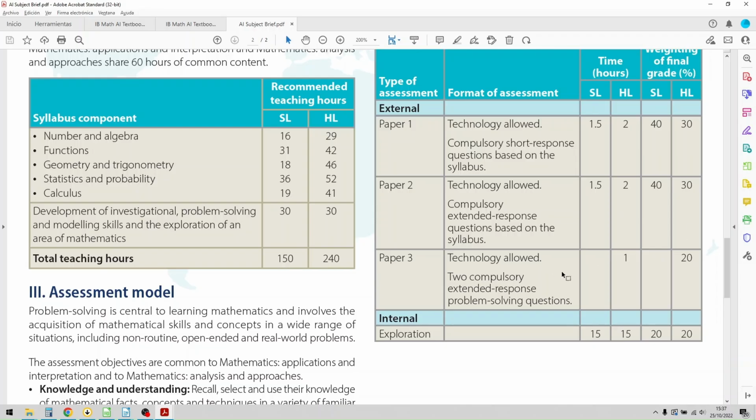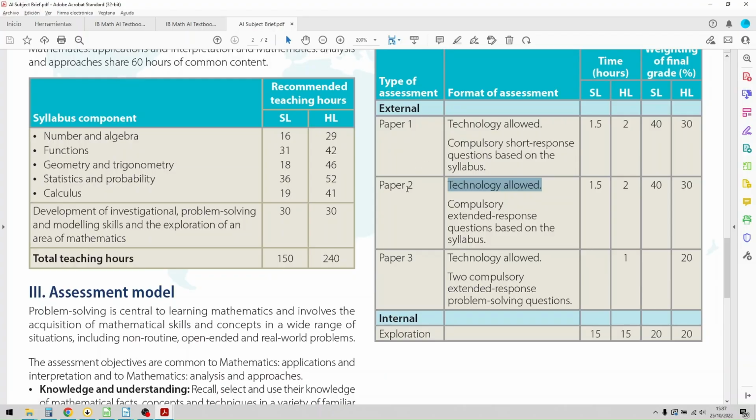Only the higher level has 3. And then the internal assessment. I'll make another video about that, or ask me if you're interested in that one. And here we see technology allowed, the calculator allowed for both paper 1 and paper 2.